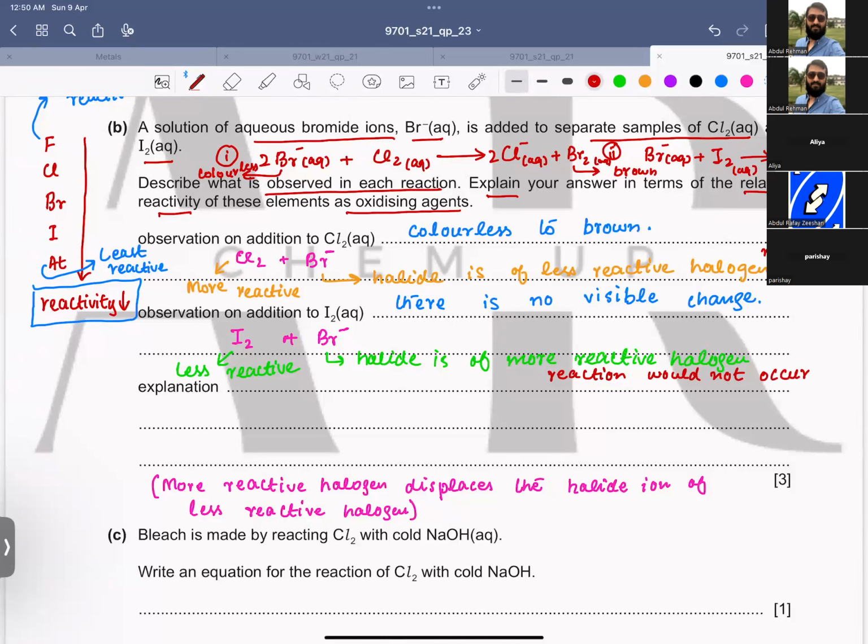Okay. So the answers are the ones which were written in blue. The rest of the things are for your explanation. Okay, so I will do the explanation.